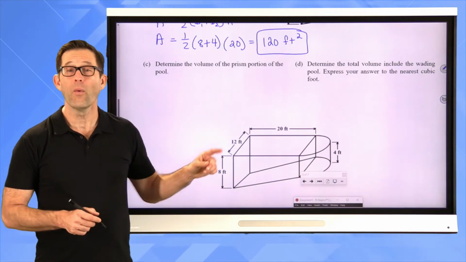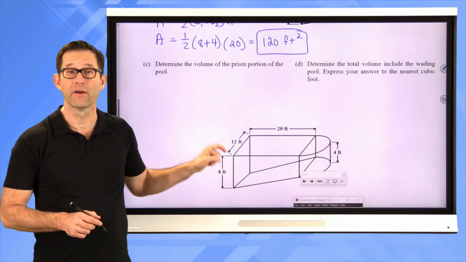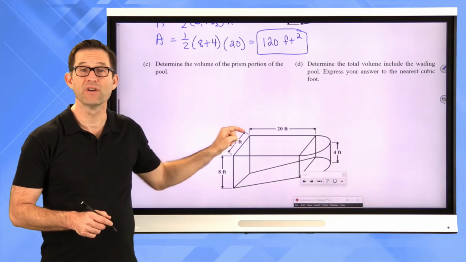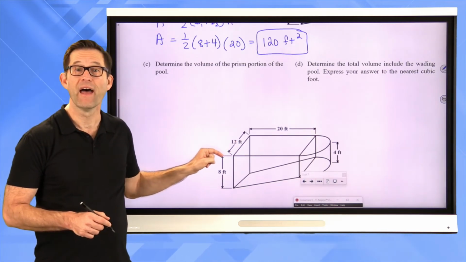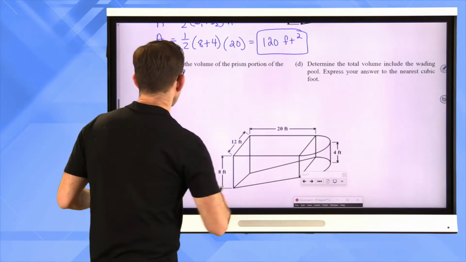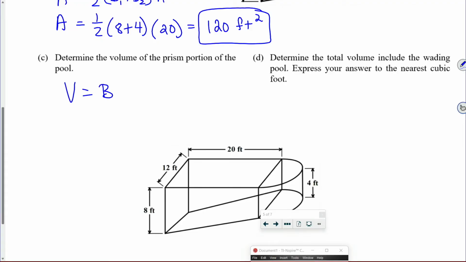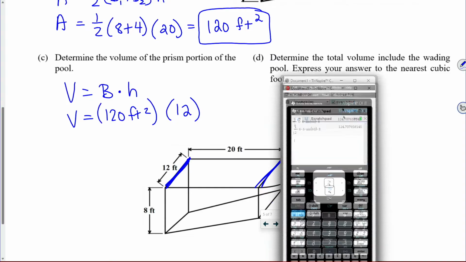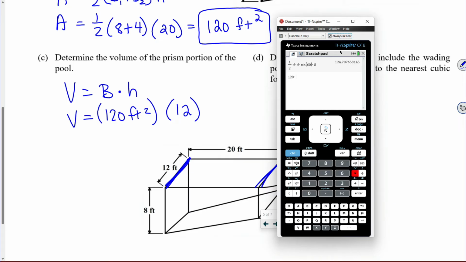All right, all we need to do is take that area and multiply it by the dimension that is perpendicular to it, and that's that 12 feet there. So the volume is going to be B times a different H, unfortunately, and that's 120 square feet times, again, that perpendicular length, and that's 12. 120 times 12, I think that's 1440, and it is.